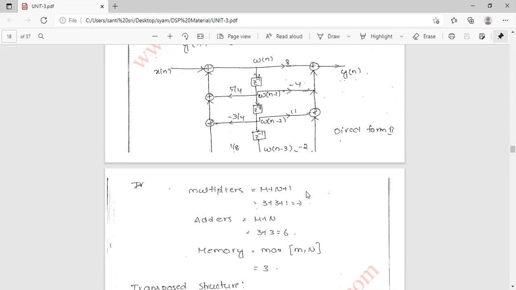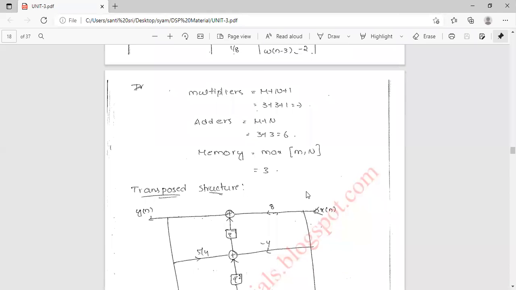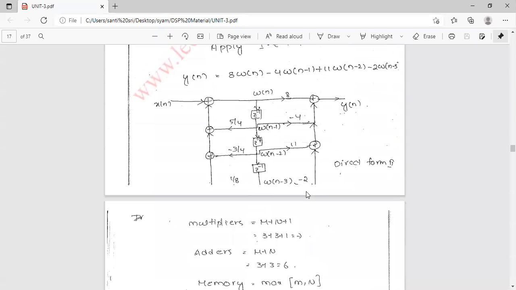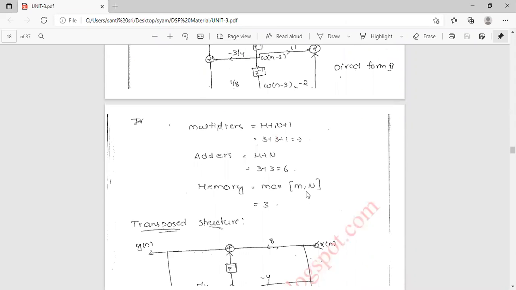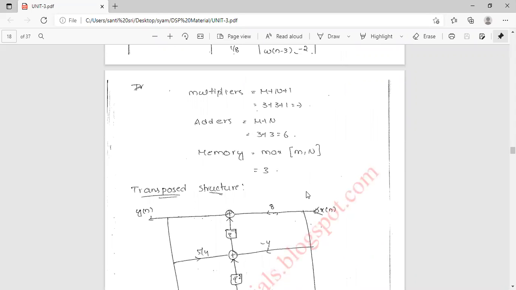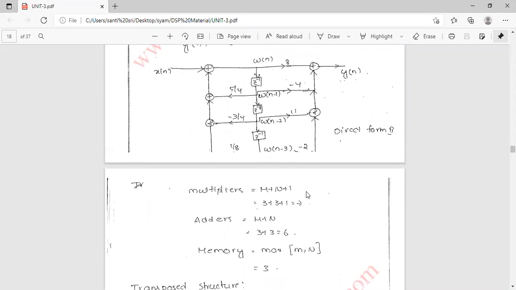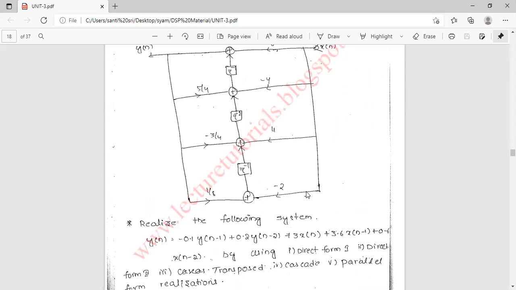So maximum of m and n is 3, n is also 3. That is 3. Next, transpose structure. This is nothing but the transpose structure. This will be derived from direct form 2. Okay. Inputs and outputs are interchanged. Directions will be interchanged. And nodes and summing points will be interchanged. Okay. Right. This is about the problem.